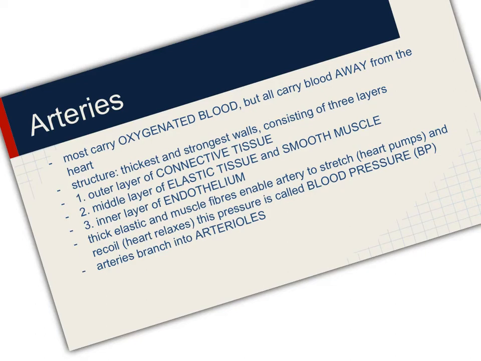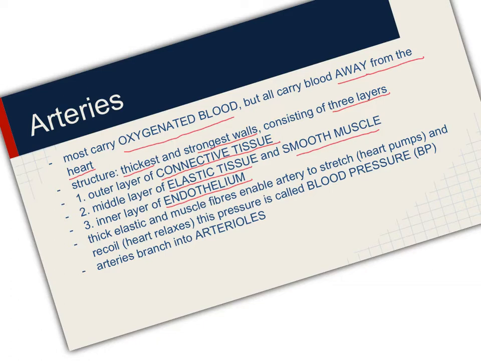Arteries. Most carry oxygenated blood, but they all carry blood away from the heart. Structure. They have the thickest and strongest walls, consisting of 3 layers. These layers are the outer layer, which is connective tissue, the middle layer, which is elastic tissue and smooth muscle, and the inner layer, which is our endothelium.